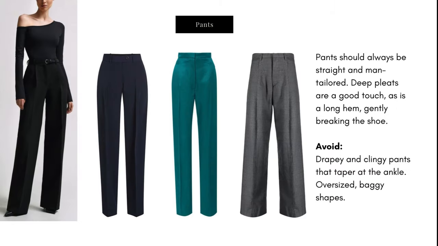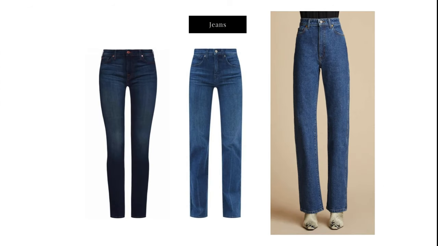Pants should always be straight and man-tailored. Deep pleats are a good touch, as is a long hem, which gently breaks at the shoe. Avoid drapey and clingy pants that taper at the ankle. That is more of a style for petite types like a gamine. Yours should be long all the way to the toe for a seamless, elongated silhouette. Avoid oversized and baggy shapes. Jeans. Here again, think long, thin, and long enough to break at the shoe and not at the ankle.